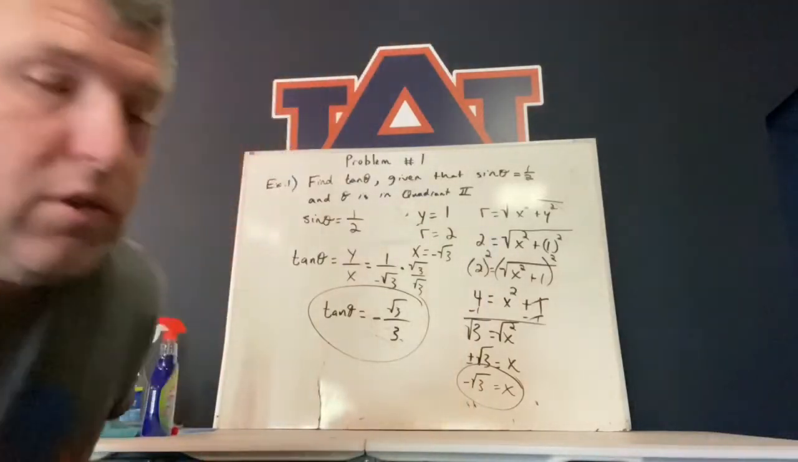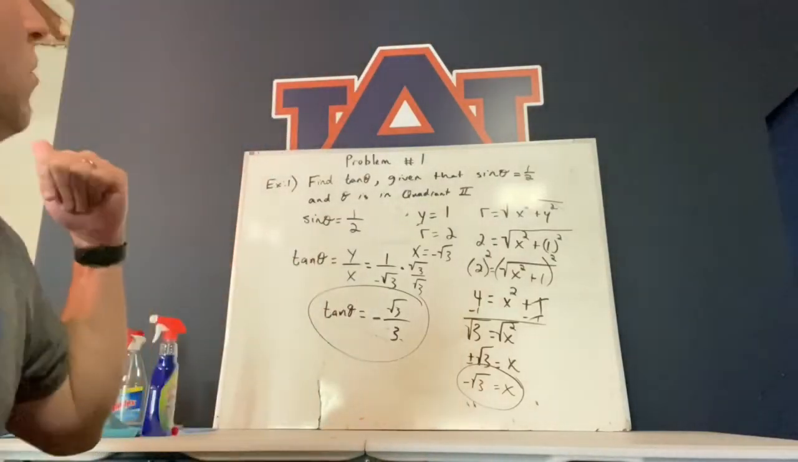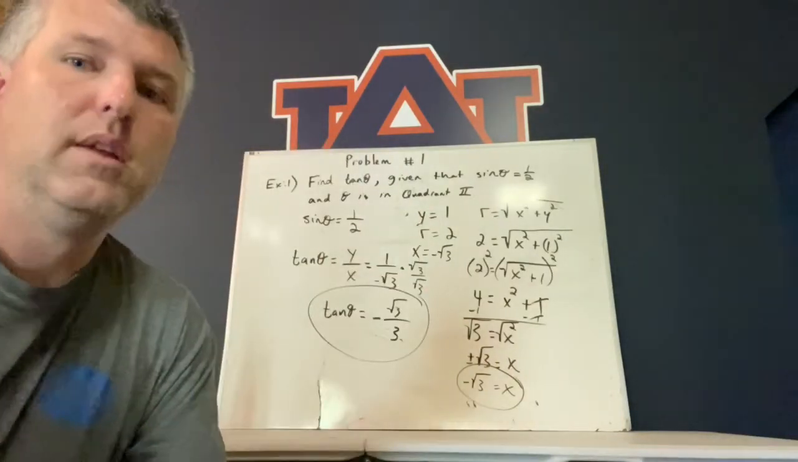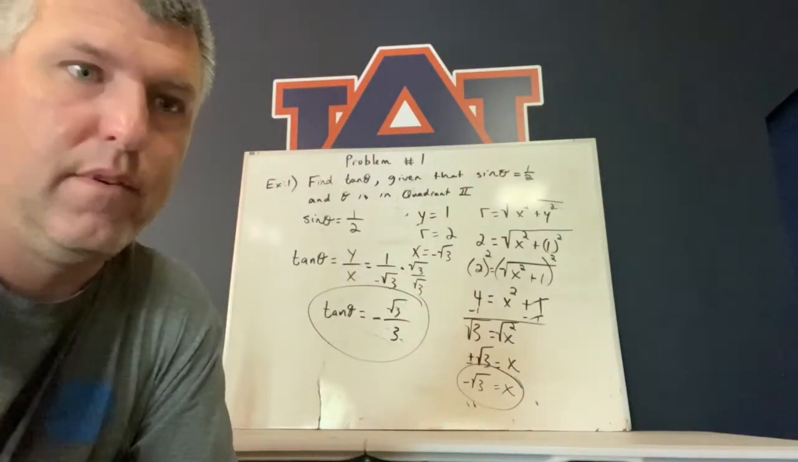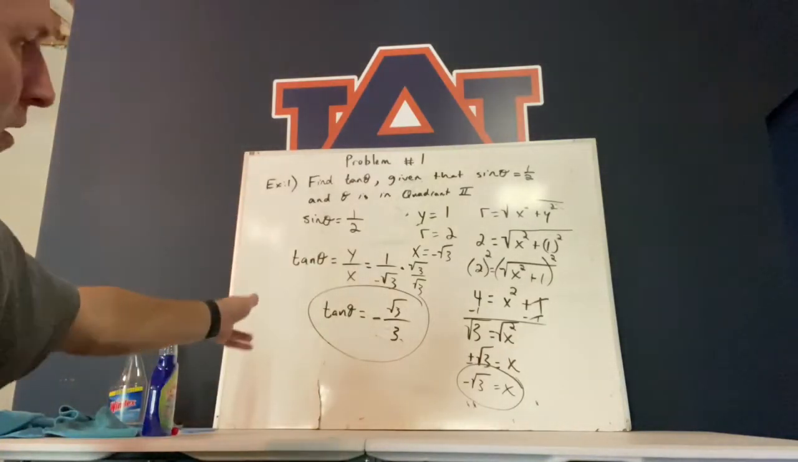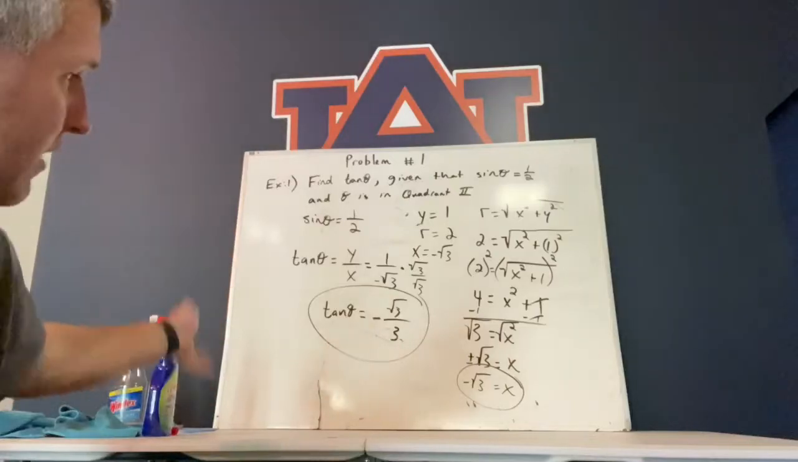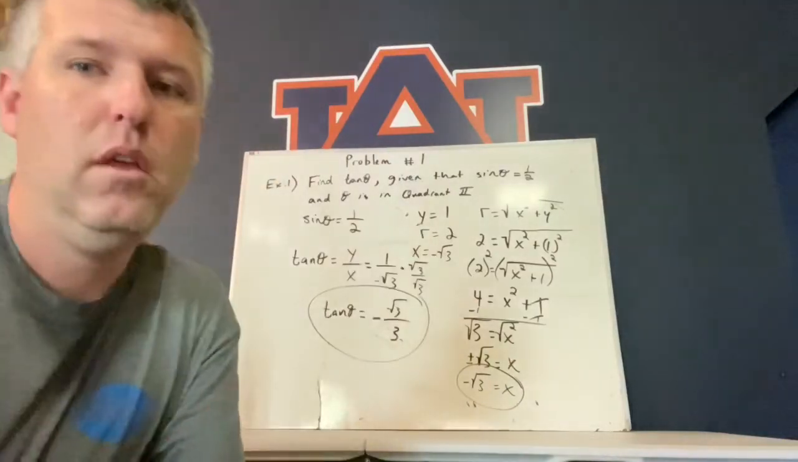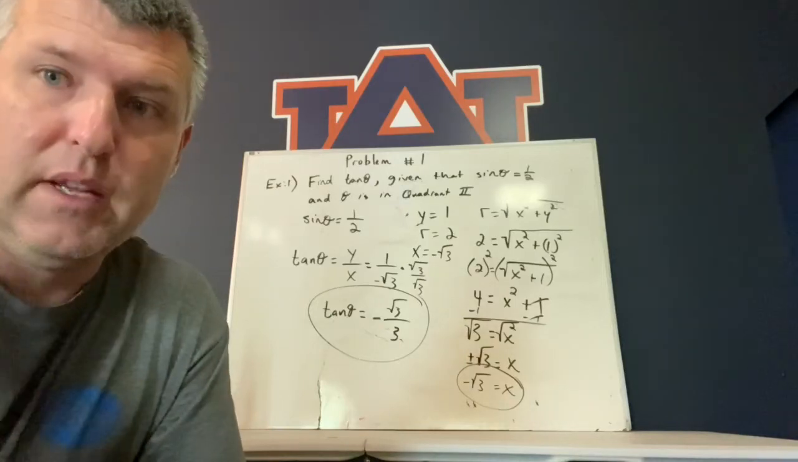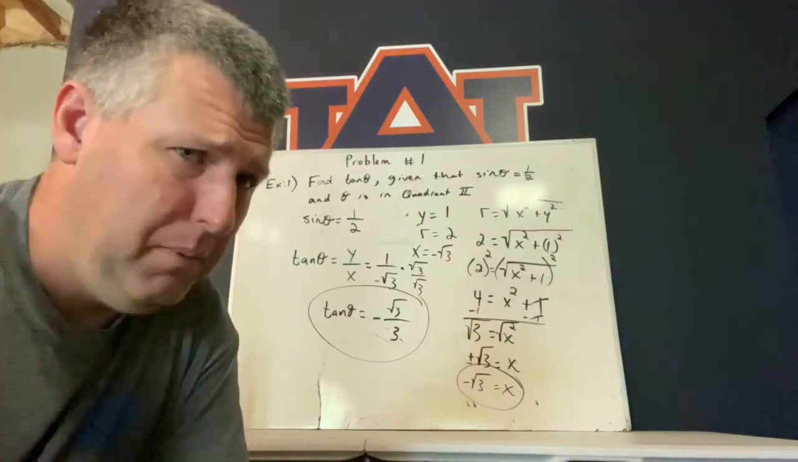And let's make sure that makes sense, okay? We're in quadrant 2, okay? In quadrant 2, tangent is negative, okay? So my final answer here is tangent is equal to negative square root of 3 over 3. You've got to be able to simplify. You got to be able to rationalize. You got to be able to do all that stuff, okay? Please make sure you're aware of that.